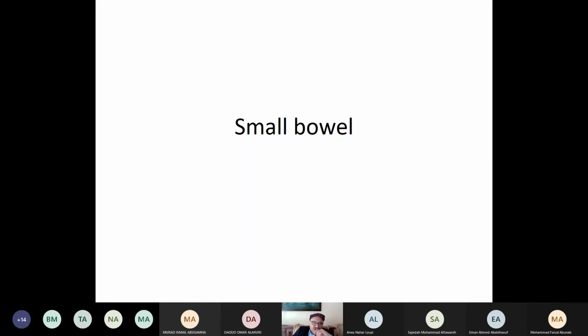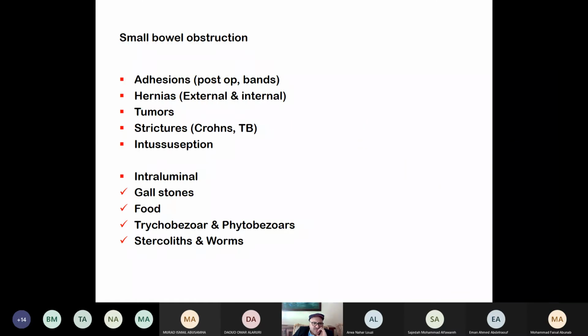So it's nice that you have mentioned the common causes of obstruction, because many of the students, when I ask them about causes of small obstruction, they mention the quite rare causes. So yes, adhesions is heading the list. Hernias, tumors, strictures like Crohn's, and rarely TB, and intussusception.